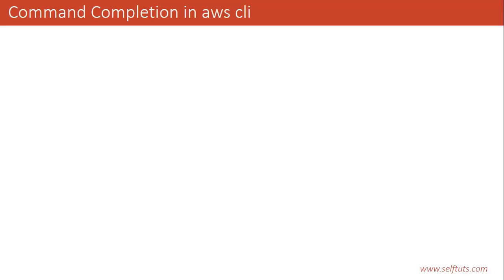So command completion is important in AWS CLI because Amazon provides us with many Amazon Web Services. There's a list of more than 20 services that are present there, and if you want to interact with them, then you need to learn the name of every service and the action that you want to perform on those services. So it becomes a very tedious task to remember the name of all those services and the actions that we want to perform on those services.